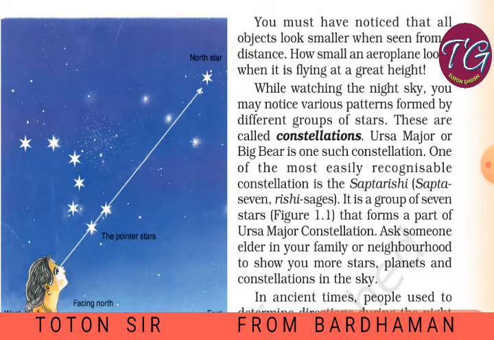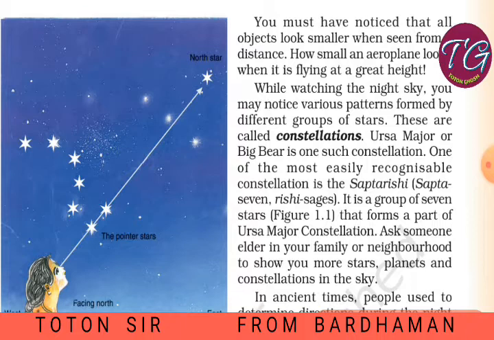There are some other important points. What is Ursa Major, Big Bear, Saptarishi? Now let's try to understand from here. Ursa Major or Big Bear is one such constellation. So if the examiner asks you to give an example of a constellation, you must say Ursa Major or Big Bear is one such constellation.